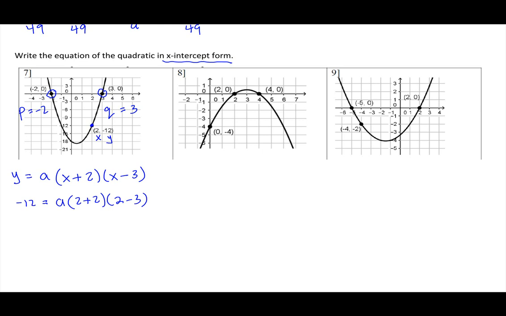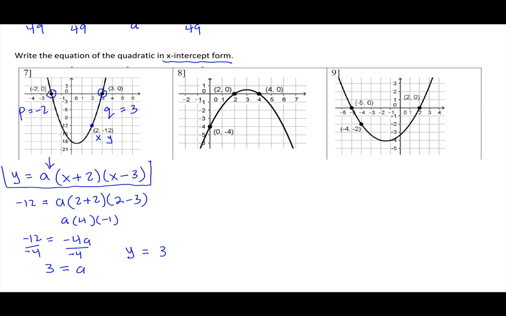So we work it out. So this is going to give me a times 4 times negative 1. So if you work all this out, this is negative 4a. Divide by negative 4. So we're going to find out a is equal to positive 3. Okay. So they want x-intercept form, so just plug it into x-intercept form at the end. So y is equal to, we know our a is 3, right? And remember, this is x-intercept form right here, right? We just needed to find the a. Now we know what it is. So 3 parentheses x plus 2, right? And then we have x minus 3. Okay? That was number 7.